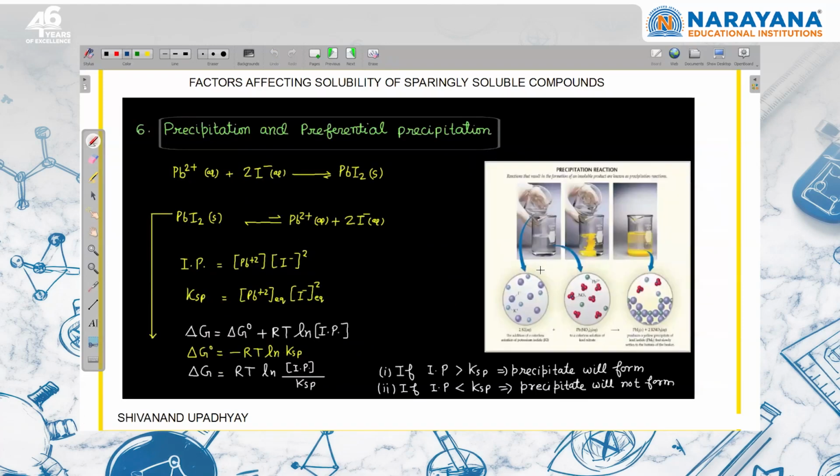Moving to the next part, the sixth part: precipitation and preferential precipitation. First we are trying to understand what precipitation is. For precipitation, the ionic product should be greater than the solubility product. We know that this is a precipitation reaction. For this reaction, the ionic product, meaning the concentration of Pb2 plus into the concentration of I minus whole square, should be greater than the equilibrium constant, that is Ksp. You already know that if the ionic product is greater than Ksp, precipitation will take place. If the ionic product is less than Ksp, precipitation will not take place.